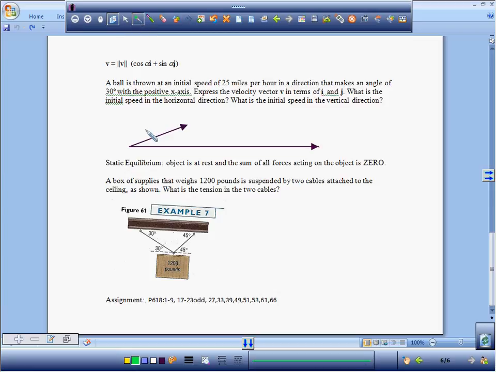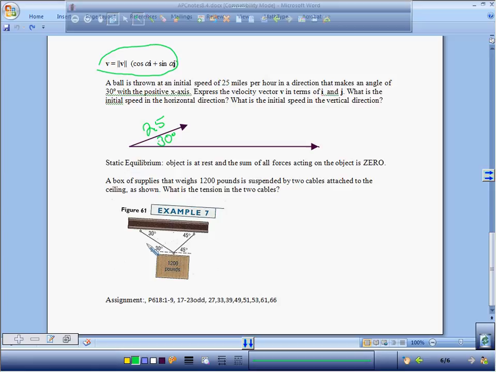So the ball is thrown at 25 miles an hour, okay? And the angle at which you throw it is 30 degrees right here. What this equation does is it lets you break this up into two components, okay? One which is the x direction, or the i direction, and one which is the j direction. So if I throw this ball at 25 miles an hour this way, what this is asking me is how fast is it going this way, and how fast is it going this way, okay? And the way you do that is just using this formula, or you could use trig a little bit.